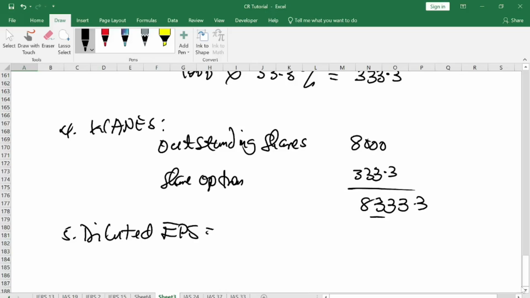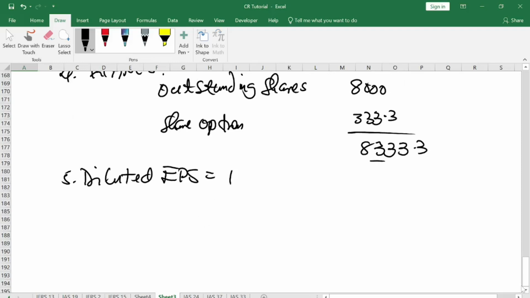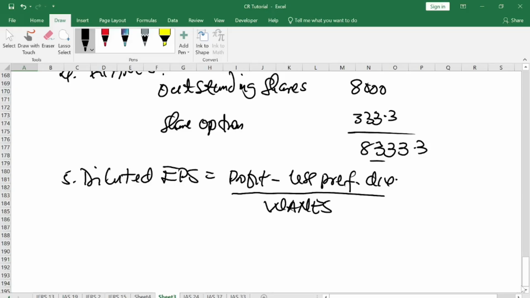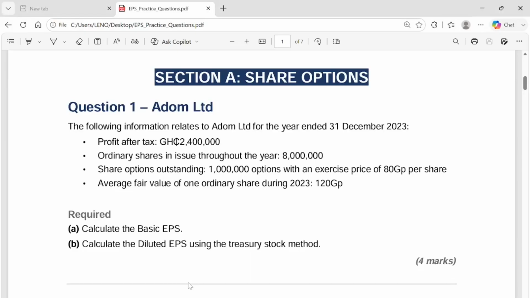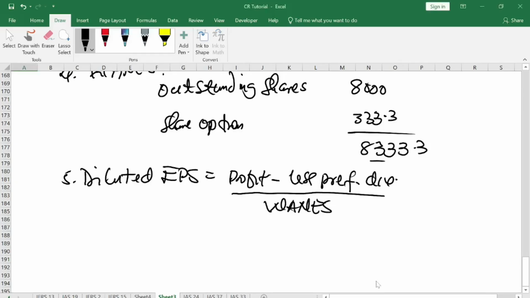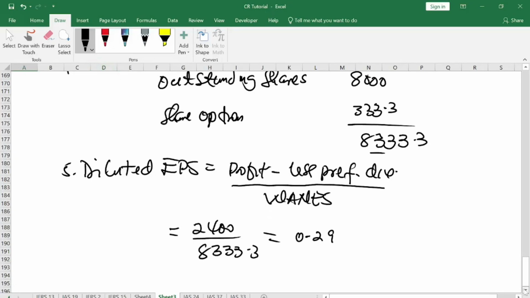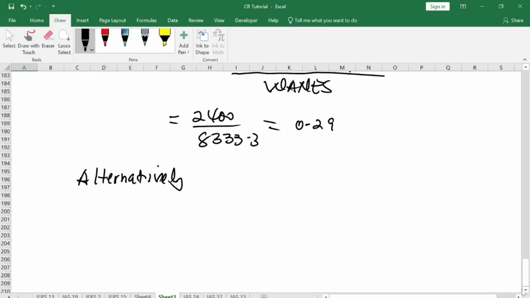Good. Now we can find our diluted earnings per share. Diluted earnings per share is your profit after tax less preference dividend, if any, all divided by your weighted average shares. Our profit after tax is 2,400, all divided by 8,333. That gives you 0.29.